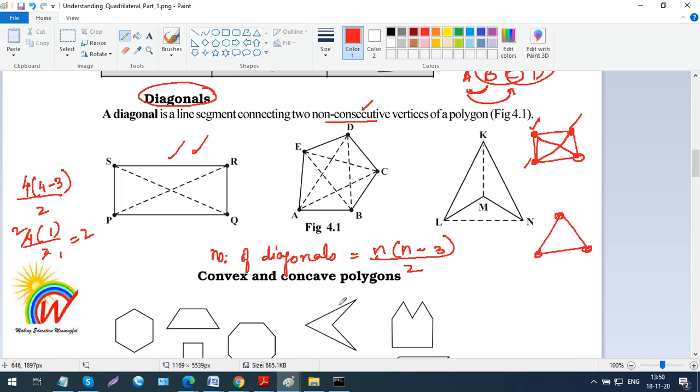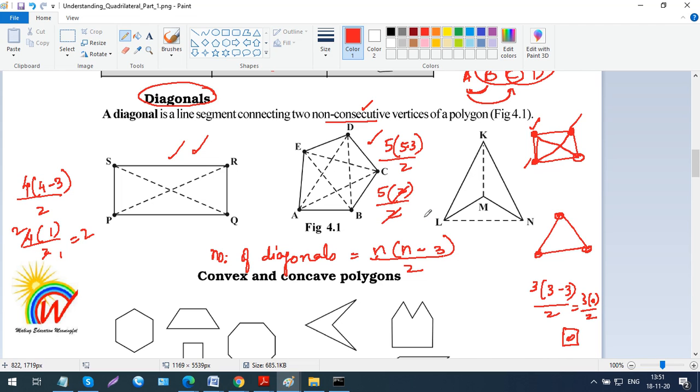Similarly for the triangle, it has 3 sides, so 3 into 3 minus 3 by 2. 3 minus 3 is 0. So 3 into 0 by 2 is going to give you 0. Anything multiplied by 0 is 0. So there are no diagonals at all. Now coming to this one, how many sides are there? 1, 2, 3, 4, 5, right? So n equals 5. So let's do 5 into 5 minus 3 by 2, which is 5 into 2 by 2. The 2 gets cancelled and you will get 5 diagonals.